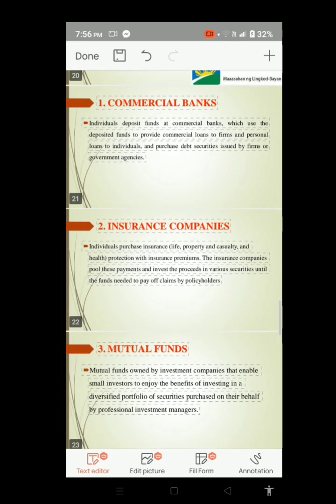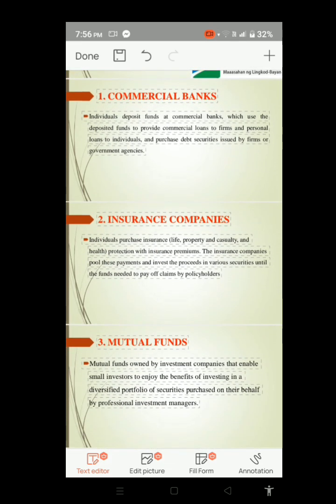Our number 1 example is commercial banks. Individuals deposit funds at the commercial banks, which use the deposited funds to provide commercial loans to firms, personal loans to individuals, and to purchase debt securities issued by firms or government agencies.